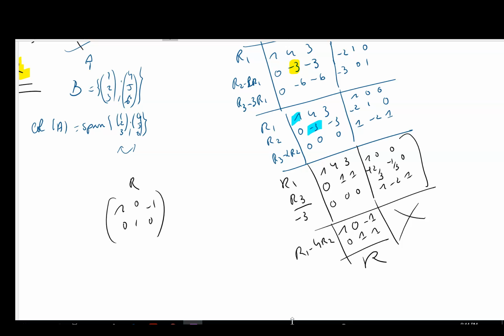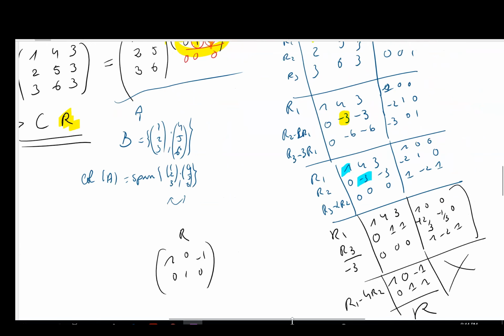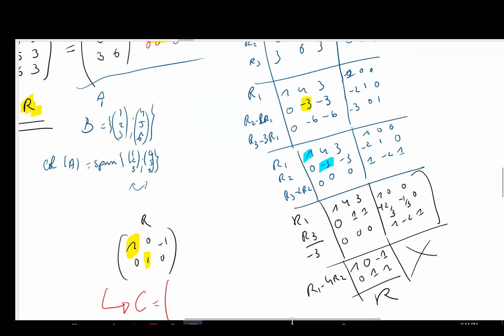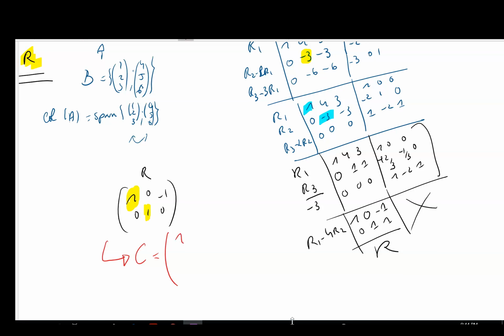So that's my R matrix, and hopefully this is exactly the one we found. So what does it indicate? It indicates that the pivots correspond to that one, and that one. So the first two columns, right? So I'm going to take the pivot columns, the first and second. So that's just going to be 1, 2, 3, 4, 5, 6. Okay, and I have reconstructed the C matrix without wondering whether the columns were really linearly independent or not.